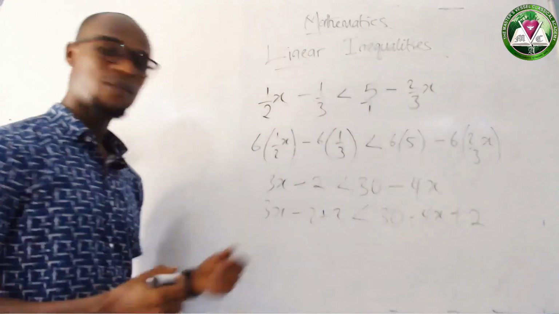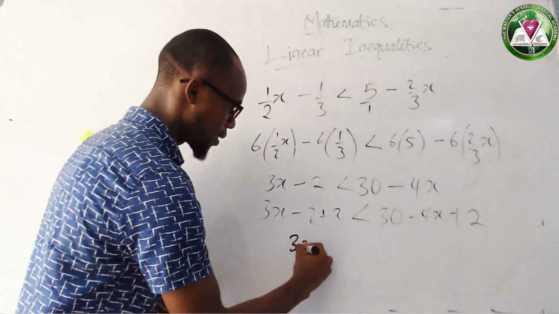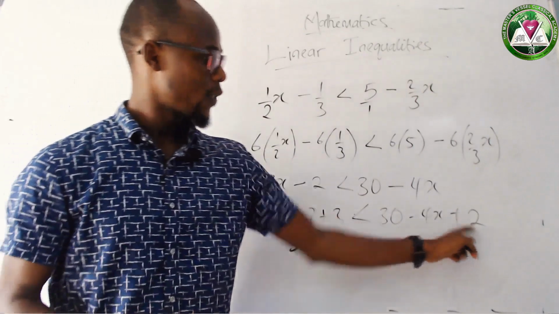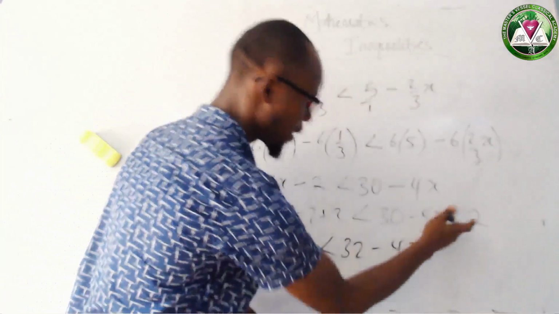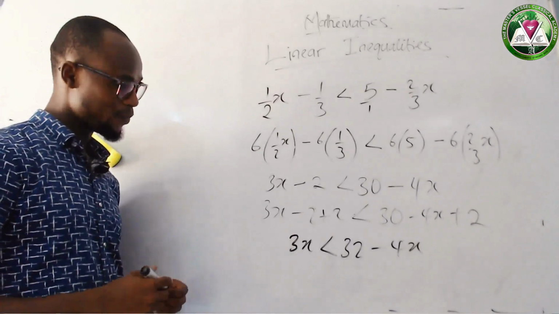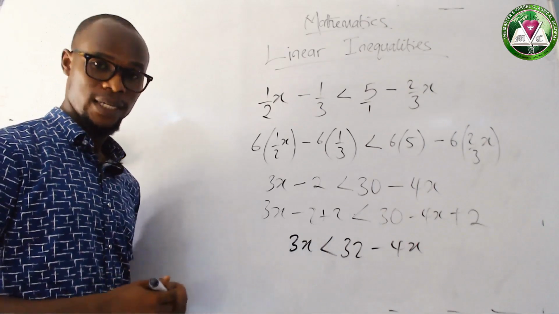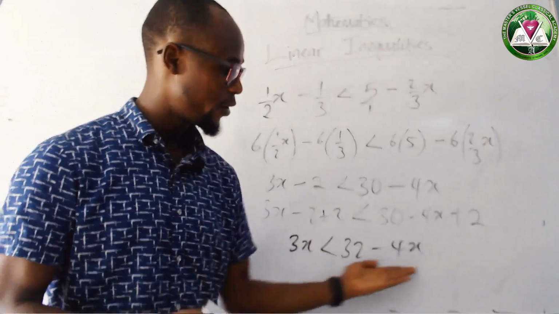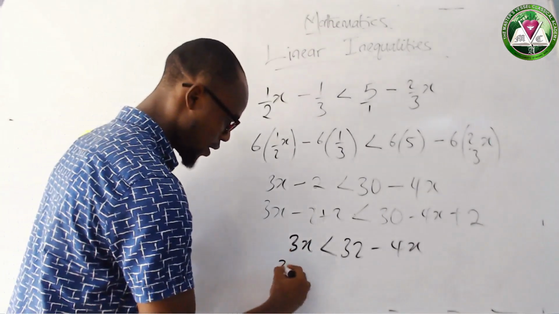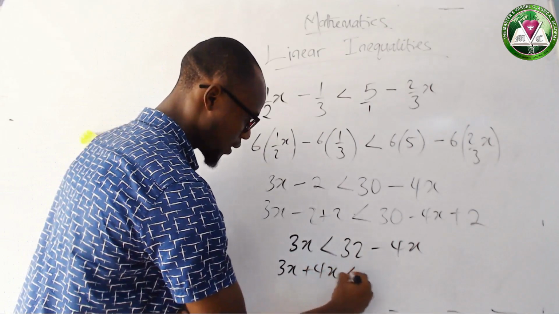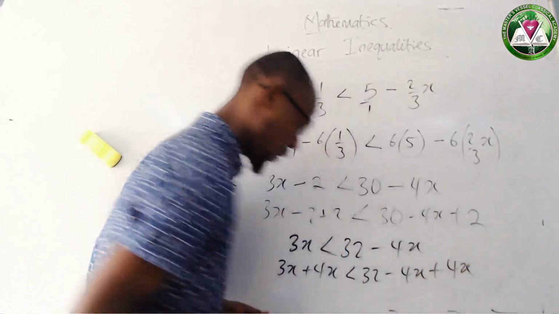So from the left hand side, what we have is 3x less than 30 plus 2 gives 32 minus 4x. And at this point, what do we do? We're going to add 4x to both sides. We're adding 4x to both sides so that we can get rid of the term involving x at the right hand side. So adding 4x to both sides, we have 3x plus 4x less than 2 plus 4x plus 4x.